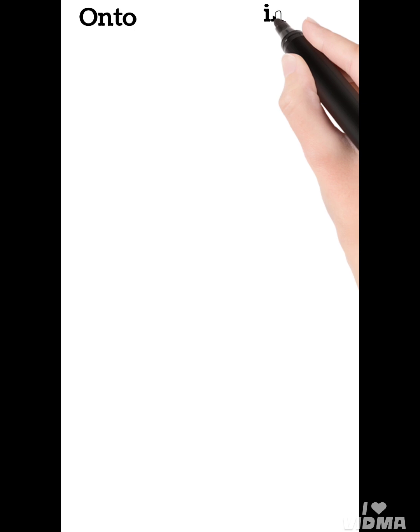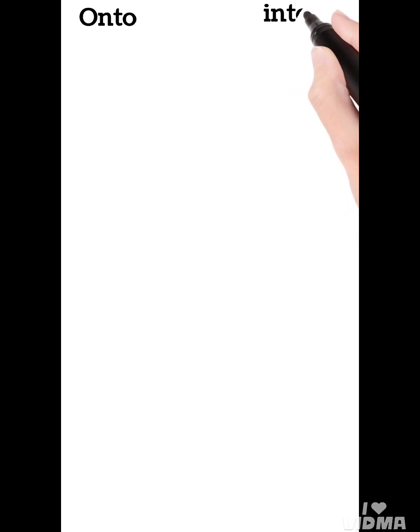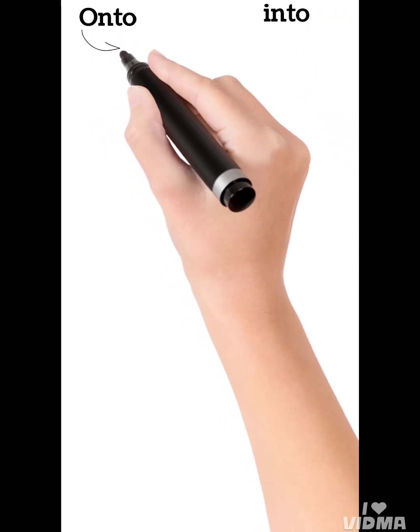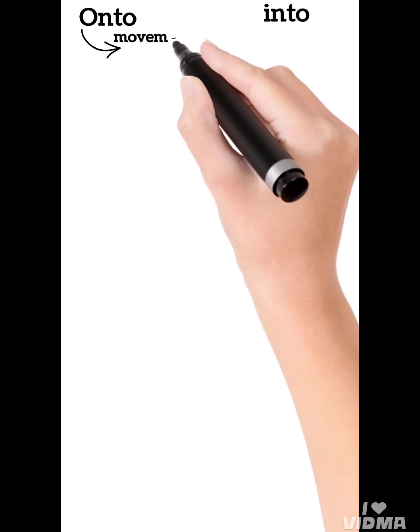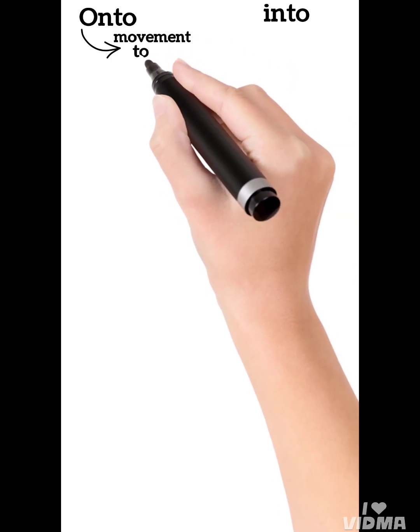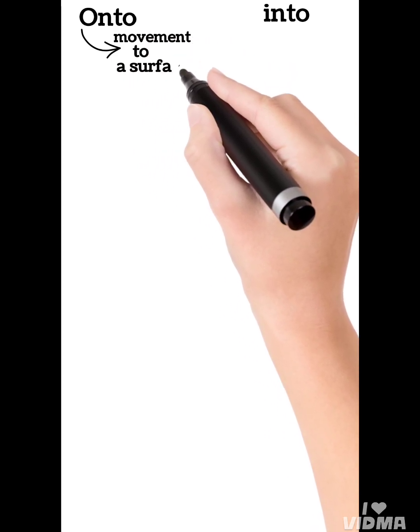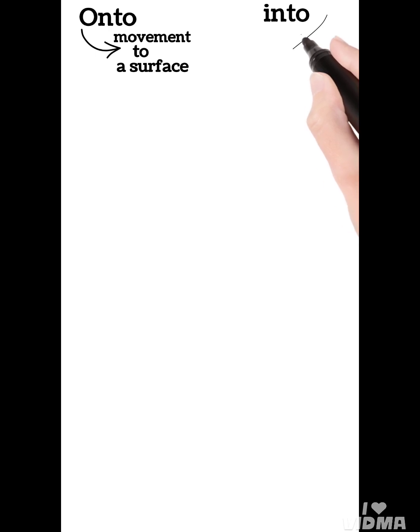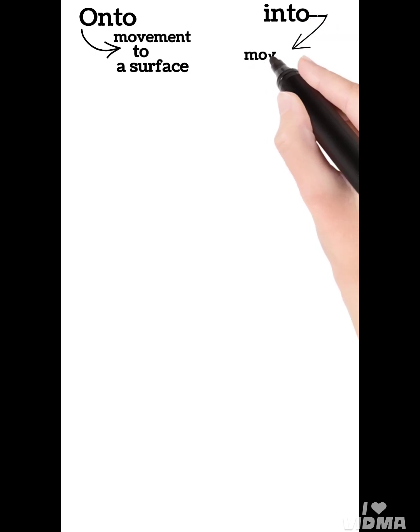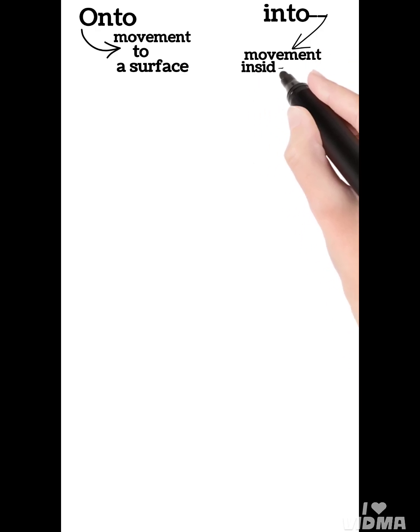Today we will learn the difference between onto and into. Two small words that completely change the meaning of a sentence. Onto, movement to a surface. Into, movement inside a space or a container.